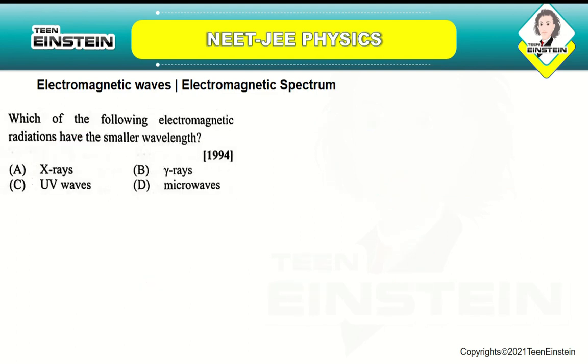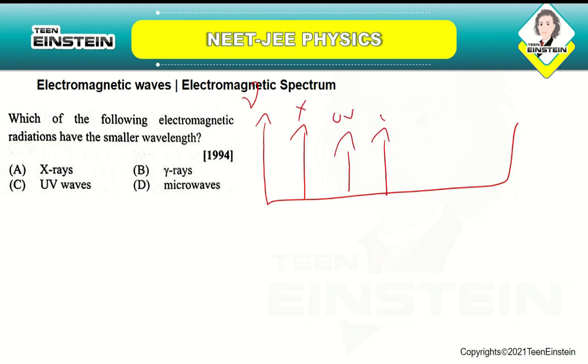Let us now move on to the next question, which is also a similar kind of question. Which of the following electromagnetic radiations has the smaller wavelength? In the same way, you have gamma rays, X-rays, UV, visible, IR, microwave and radio waves. Here they are giving X-rays, gamma rays, UV and microwaves. The smaller wavelength will ultimately be for gamma rays. It is a repeated question.